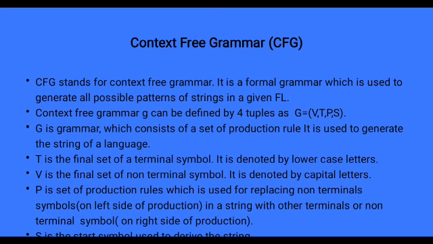V is denoted by capital letters, and T is denoted by lowercase letters, that is terminals. Lowercase letters are terminals, capital letters are non-terminals. P is the set of production rules, used for replacing non-terminal symbols on the left side of the production in a string with other terminal or non-terminal symbols on the right-hand side of the productions. Coming to S, S is the start symbol, you all know that.